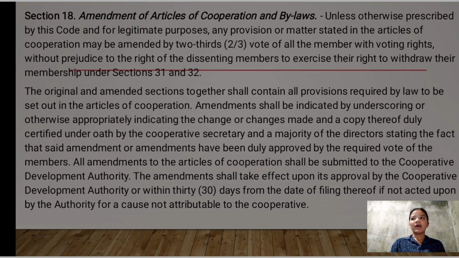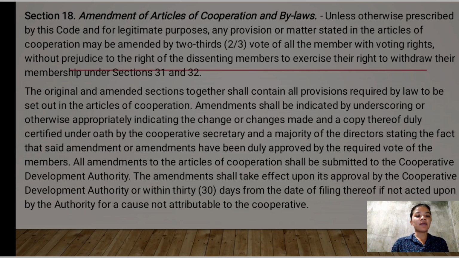Section 18, Amendment of Articles of Cooperation and Bylaws. In this section, it allows for the amendment of the Articles of Cooperation and Bylaws of a cooperative. To amend any provision, a two-thirds vote of members with voting rights is required, provided the amendment serves a legitimate purpose. Dissenting members have the right to withdraw their membership under Section 31 and 32.